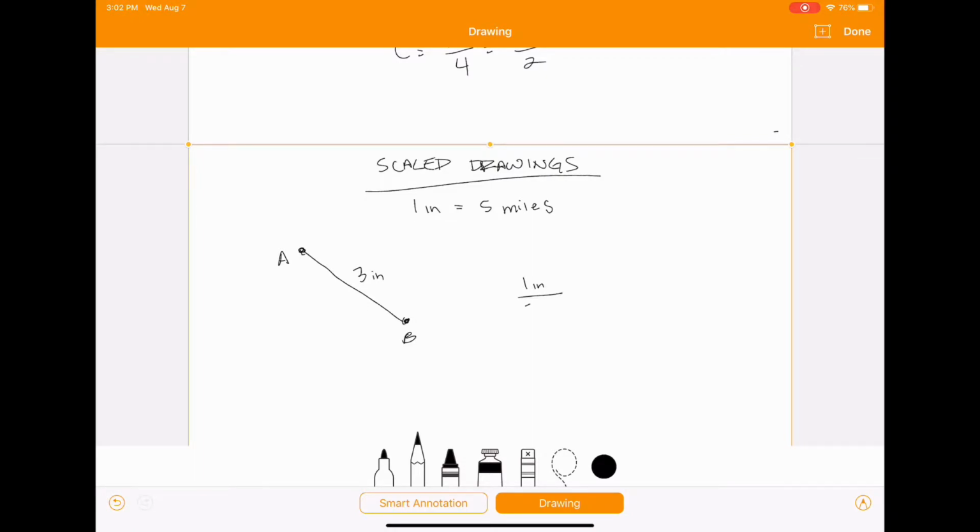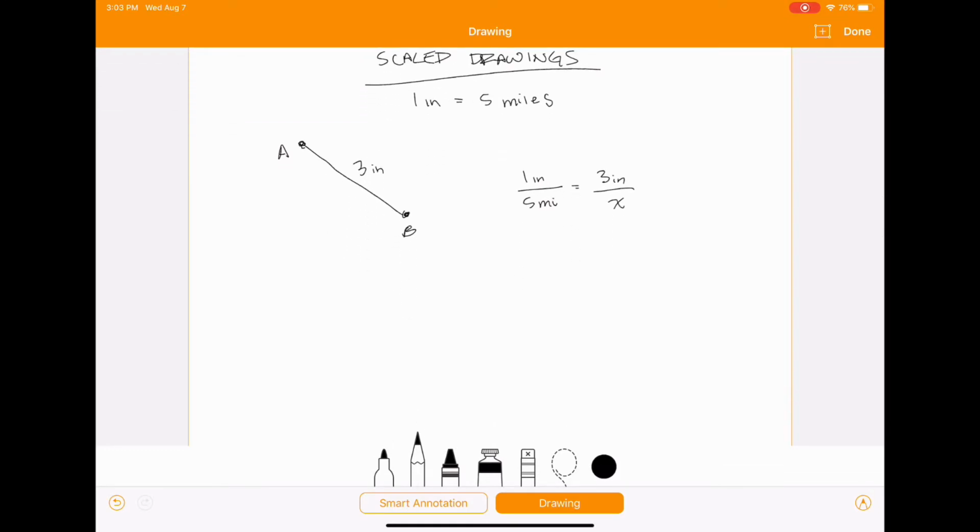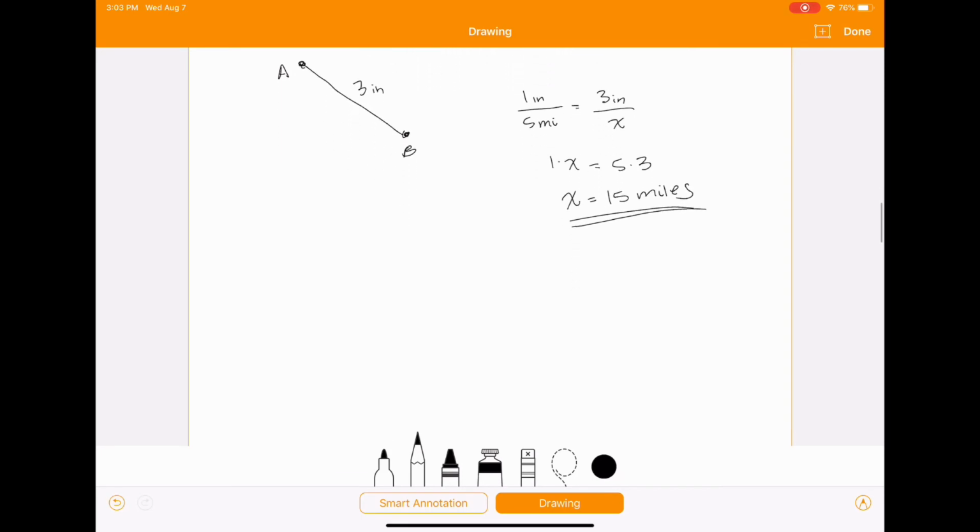So we know that 1 inch is equal to 5 miles, and we measured 3 inches. Now we've got inches in the top on this side of our proportion, so we've got to have inches in the top on that side of our proportion. So we measured 3 inches, and we want to know how many miles that is in real life. So again, you can just use your cross product. So 1 times x equals 5 times 3, so x equals 15 miles. And it's as simple as that for scaled drawings.